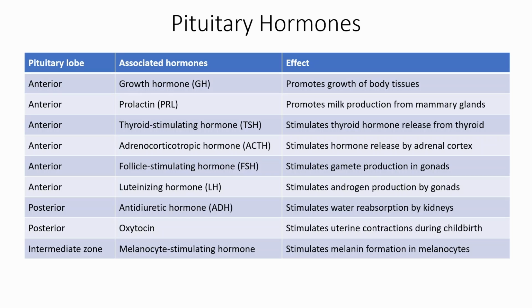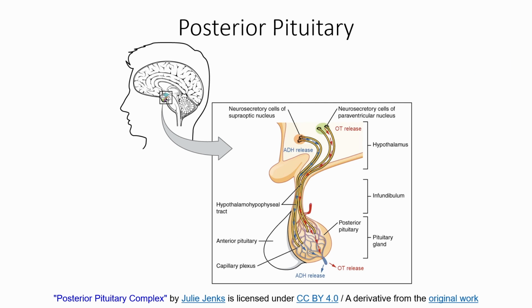The one down at the bottom too, the intermediate zone, is going to produce melanocyte stimulating hormone. This is going to stimulate melanin formation, melanocytes. This is not something I'm going to worry about too much.